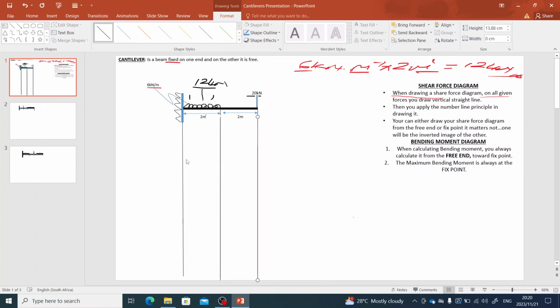Then we will replicate our beam with the horizontal straight line, because we know that we need to start at zero and end at zero when we are drawing our shear force diagram. Let's make it blue. Now we know that we need to start at zero and end at zero. Now let's come back to these notes of mine here.